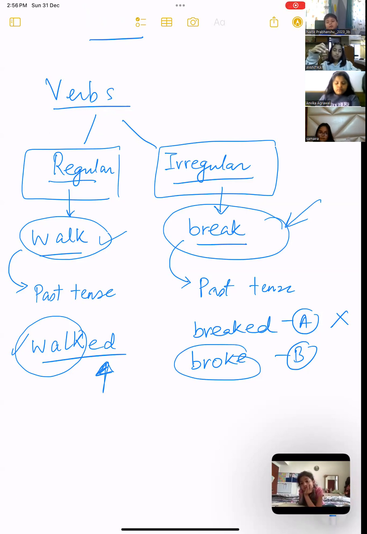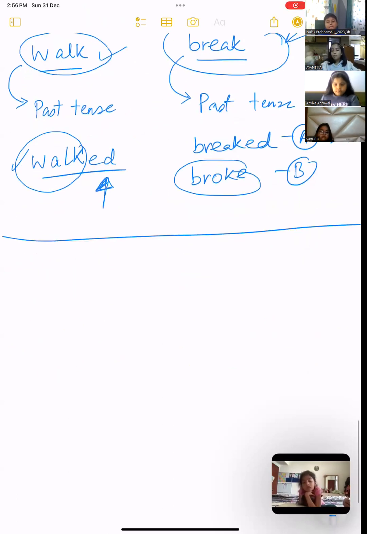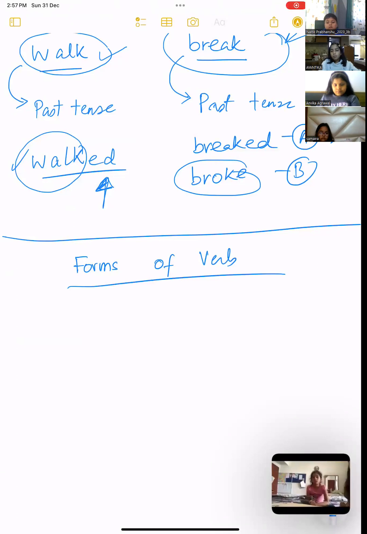Give me a thumbs up. Till here, you know the concept? Okay. Now I'm going to start with the rule of forms of verb. Forms of verb: present, past, future, past participle. Now, what is past participle?